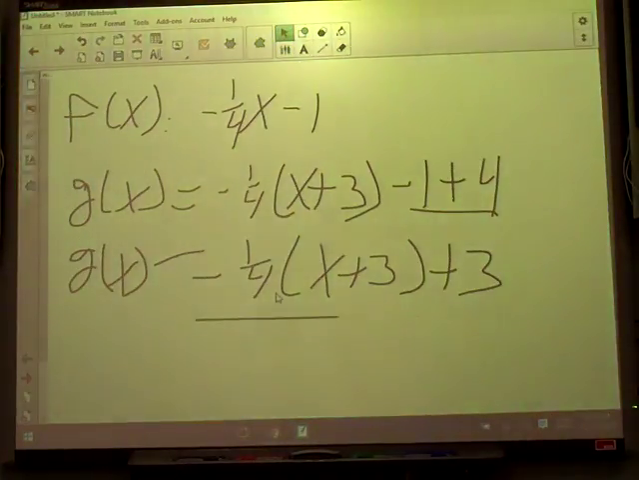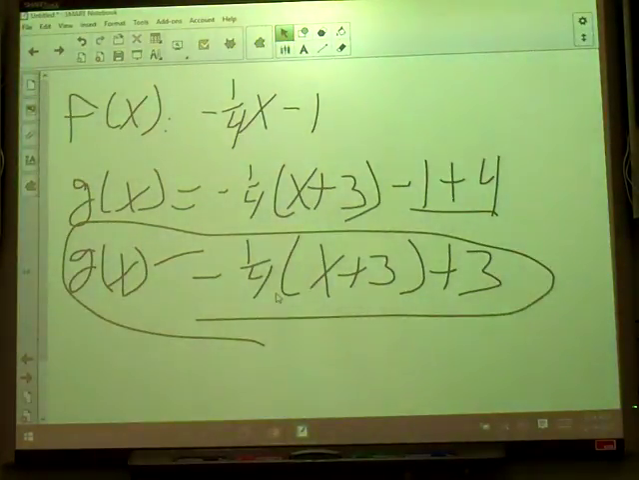Will it be marked wrong if we don't simplify it? If you just leave it like this, I probably won't mark that wrong.